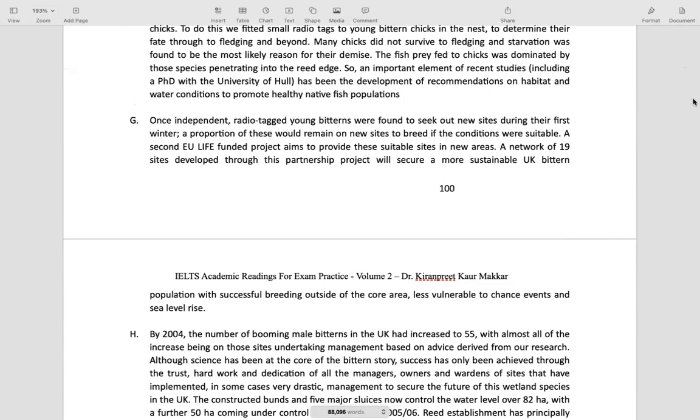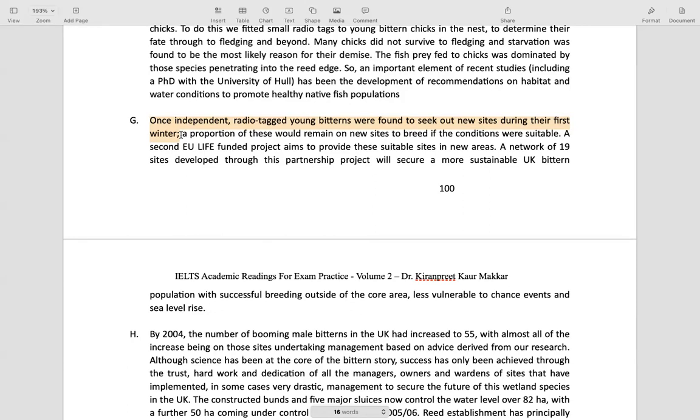Once independent, radio-tagged young veterans were found to seek out new sites during their first winter. Okay, meaning, radio-tagged young veteran, what do they find? New places, new sites. What does "their first" mean? New, different from their parents. So they try to go somewhere else. They don't want to live with their parents. They go for new sites.